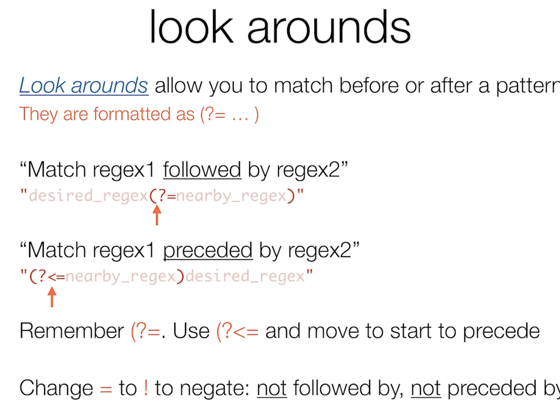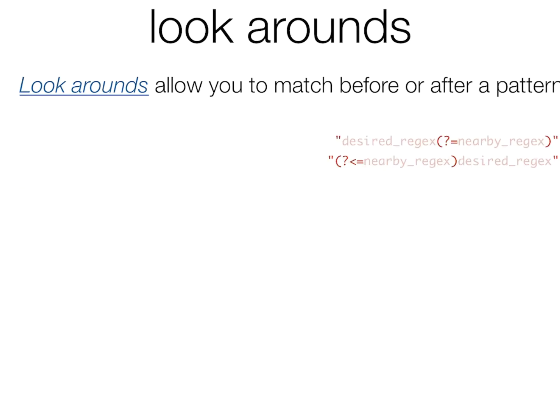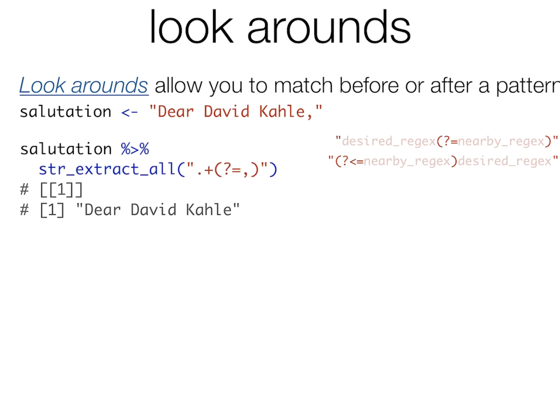Lastly, if you want to negate this, so if you want to say something like not followed by or not preceded by something, instead of using the equal sign, you'll use the exclamation point. So think, the bang character very often negates things, and it's going to negate it here as well. How about some examples? So I have our stereotypical pattern there on the right. Let's say that there's a salutation email that looks like Dear David Kale, okay? And I want to pull out the salutation itself, but not the comma, okay?